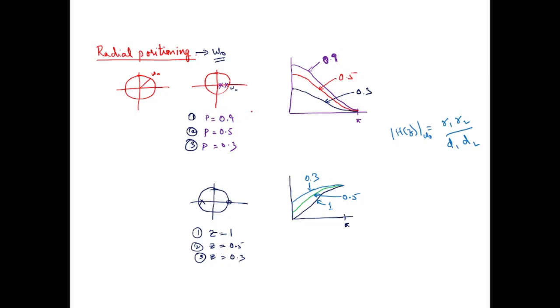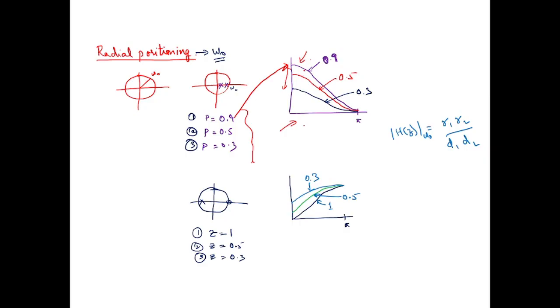Let us take three examples. Over here, we have poles at three positions: 0.9, 0.5 and 0.3, and there are no zeros. If you look into the amplitude response, when the pole is near the unit circle, we have a high amplitude response. Then as we go away from the unit circle, the amplitude response decreases.